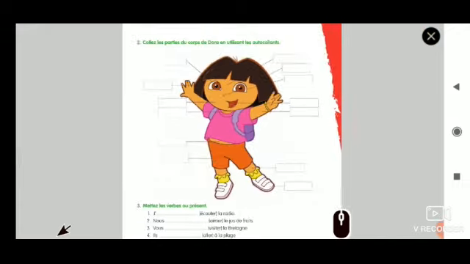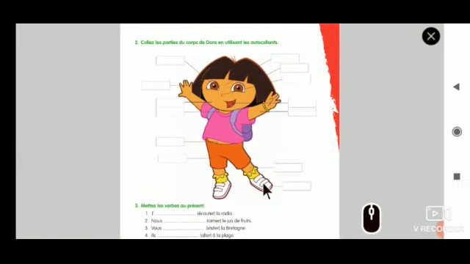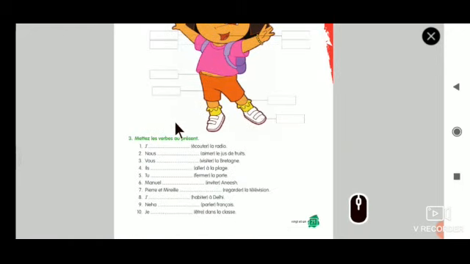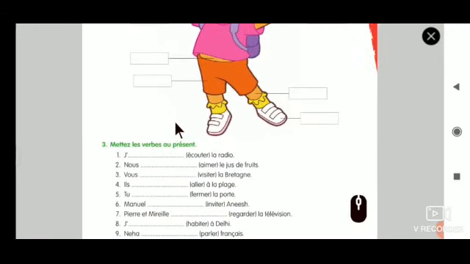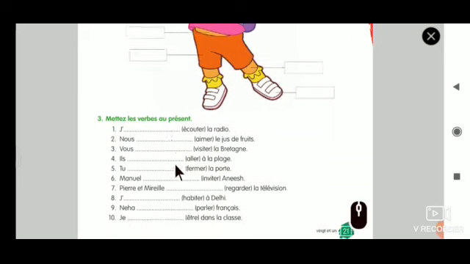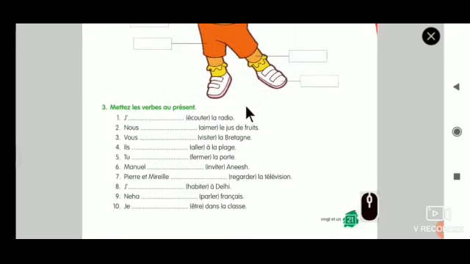Exercise number 2 is a picture based exercise, so I will not ask this in the midterm. Mettez le verbe au présent. This is exercise number 3. This is one important exercise regarding conjugation. Why? Because here they are concentrating on ER verb conjugation. So these conjugations you can learn.